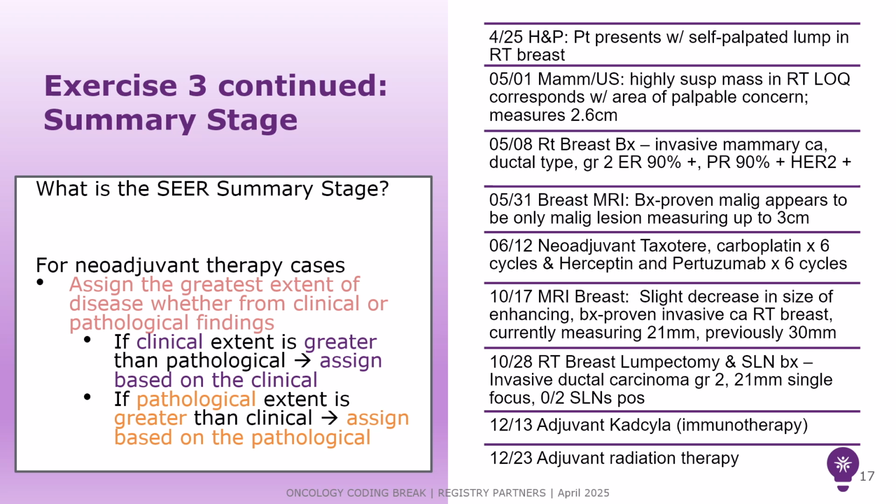Continuing with exercise 3, I wanted to show what should be our SEER summary stage. For neoadjuvant therapy cases, we assign the greatest extent of disease, whether it is from clinical or pathological findings. If clinical extent is greater than pathological, we assign based on the clinical. If pathological extent is greater than the clinical, we assign based on the pathological. And our SEER summary stage would be code 1 localized.